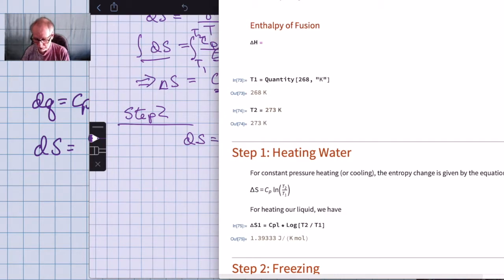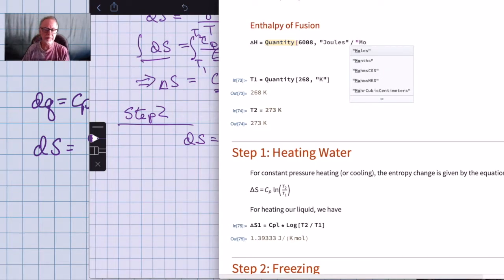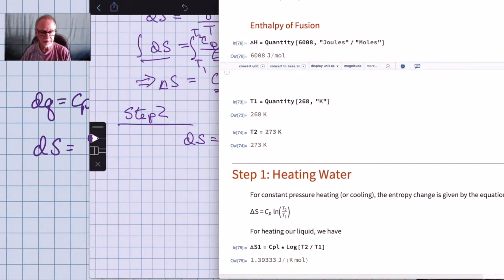And again, I'm going to use the quantity function. 6,008 joules per mole. I could enter it with the freeform method as well. And you'll notice when I'm entering the quantity function that the units are in quotation marks. That's important to remember. Close bracket, shift enter, and there's my value for delta H.